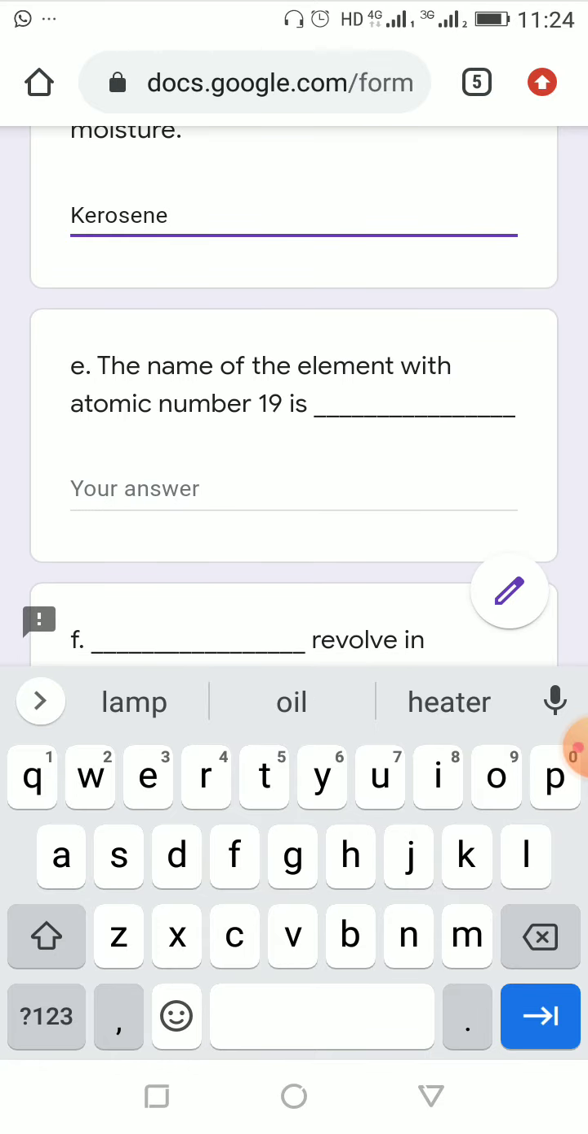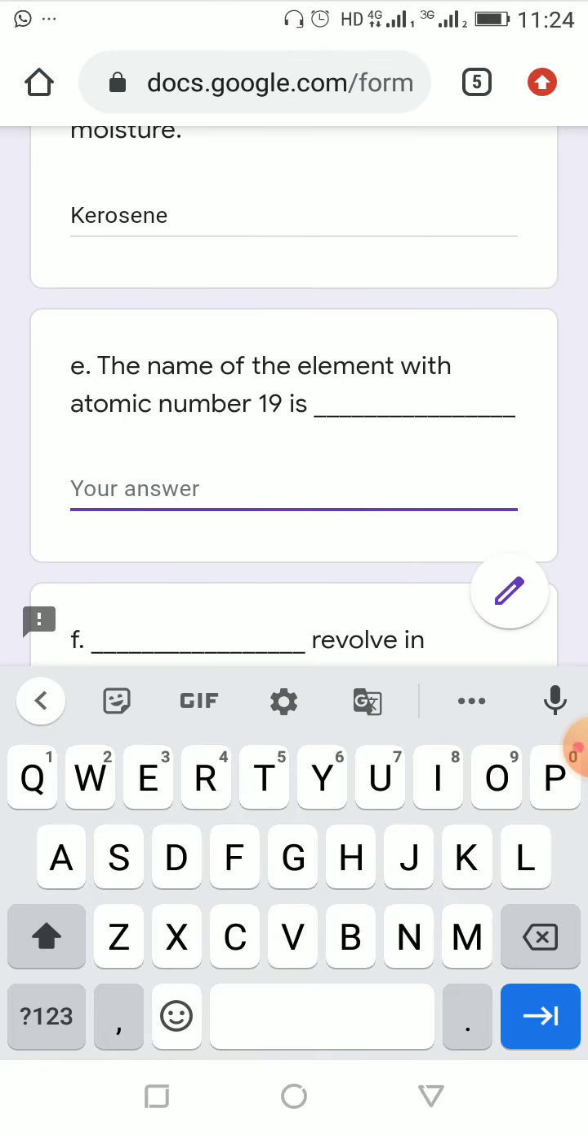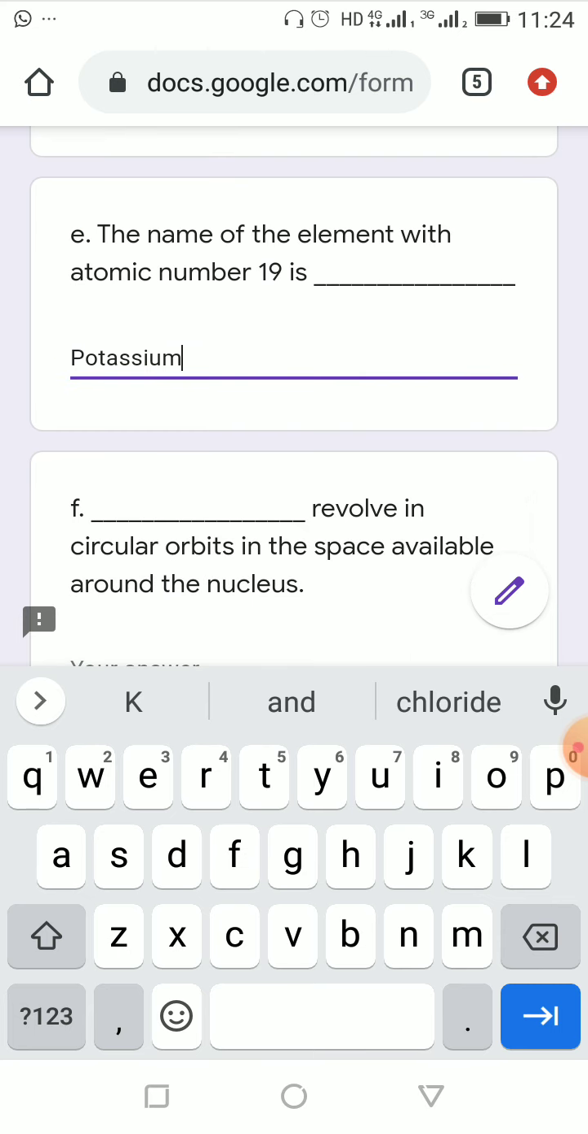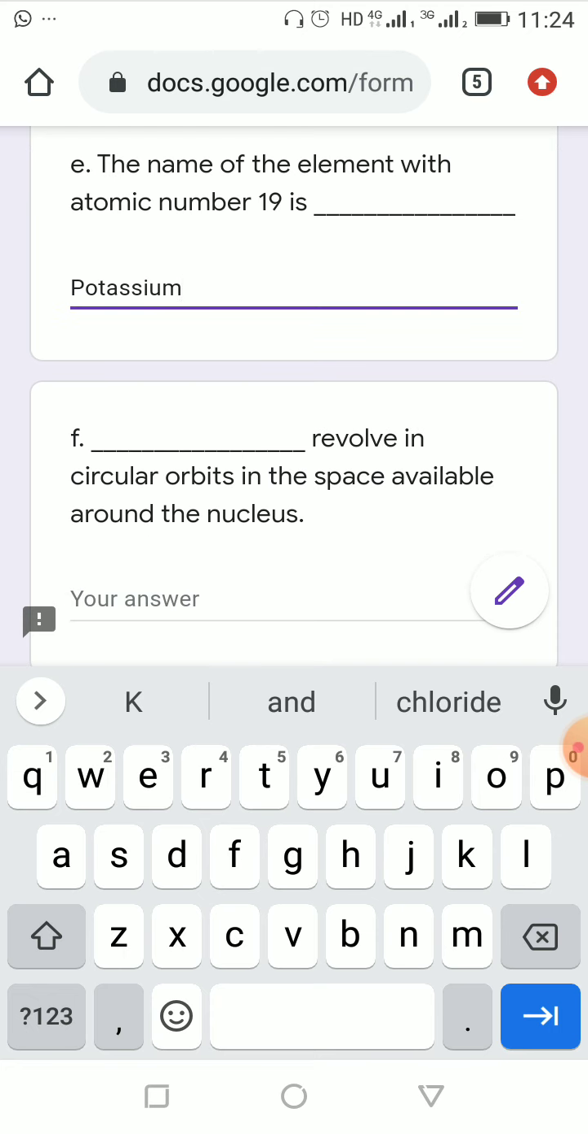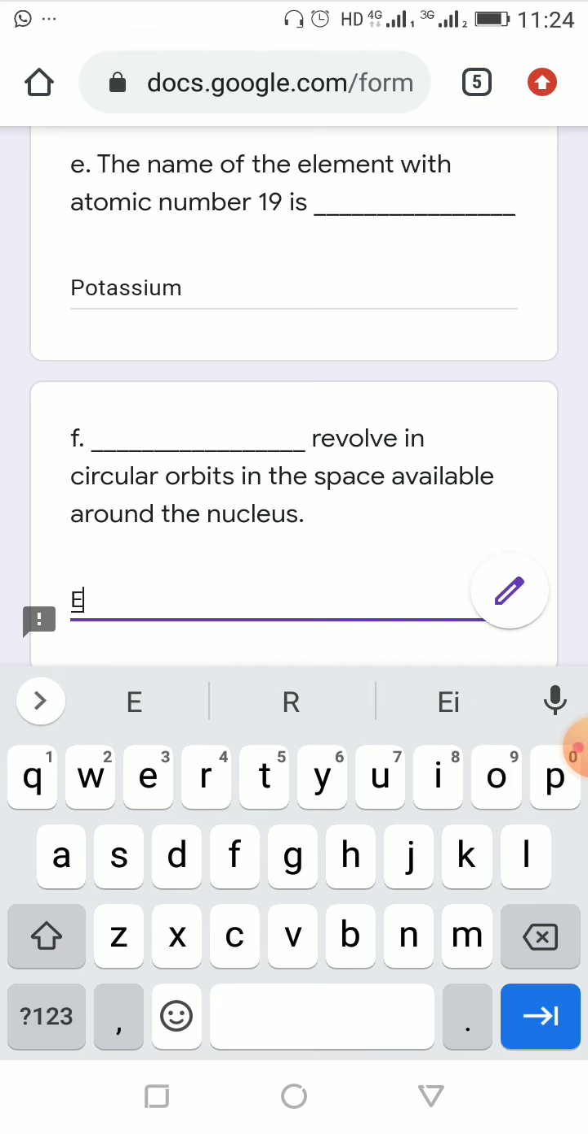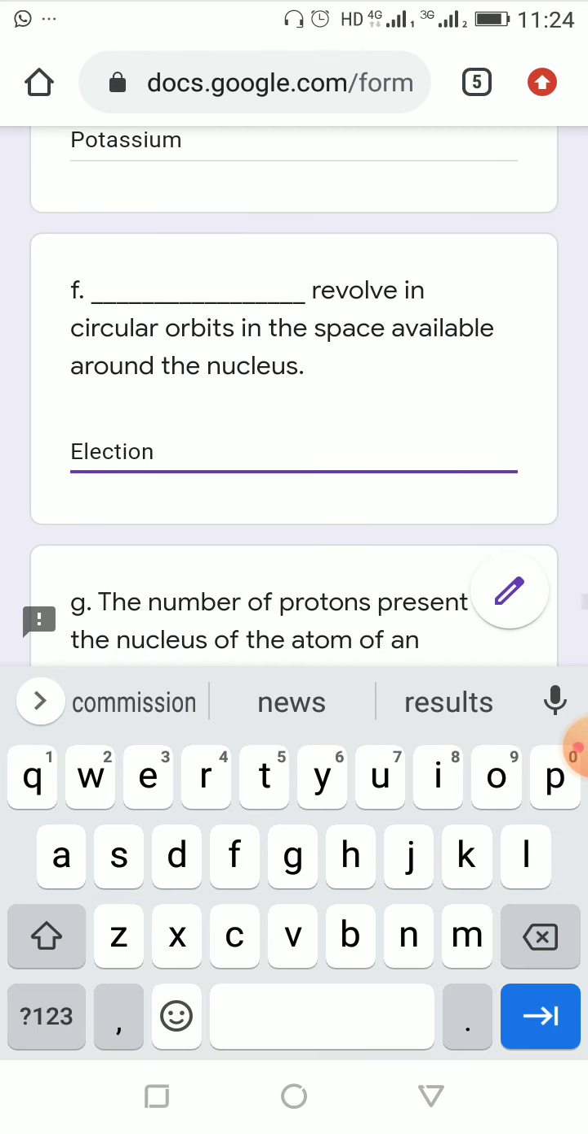Name of the element with atomic number 19. It is potassium. Potassium is the element with atomic number 19. Dash revolve in circular orbits in the space available around the nucleus. So it will be electrons. Electrons revolve in circular orbits in the space available around the nucleus.